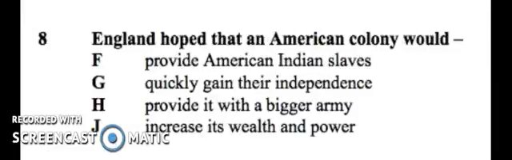Question 8. England hoped that an American colony would F. Provide American Indian slaves, G. Quickly gain their independence, H. Provide it with a bigger army, or J. Increase its wealth and power.